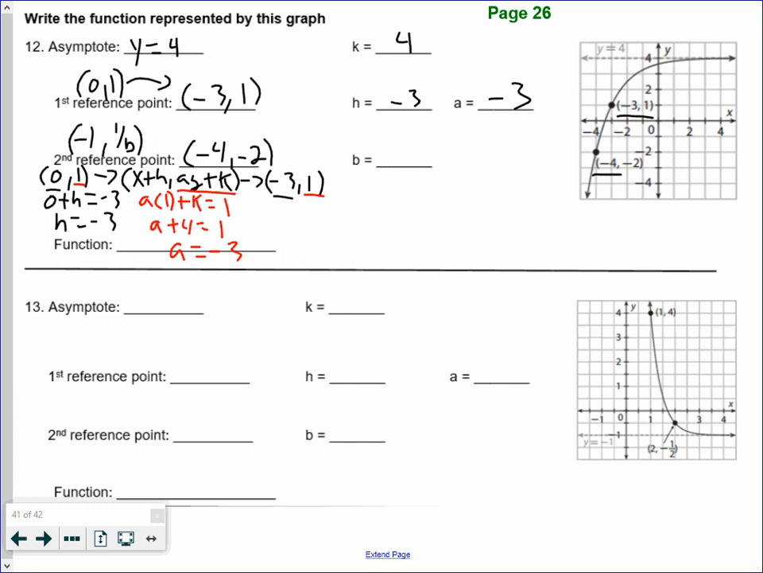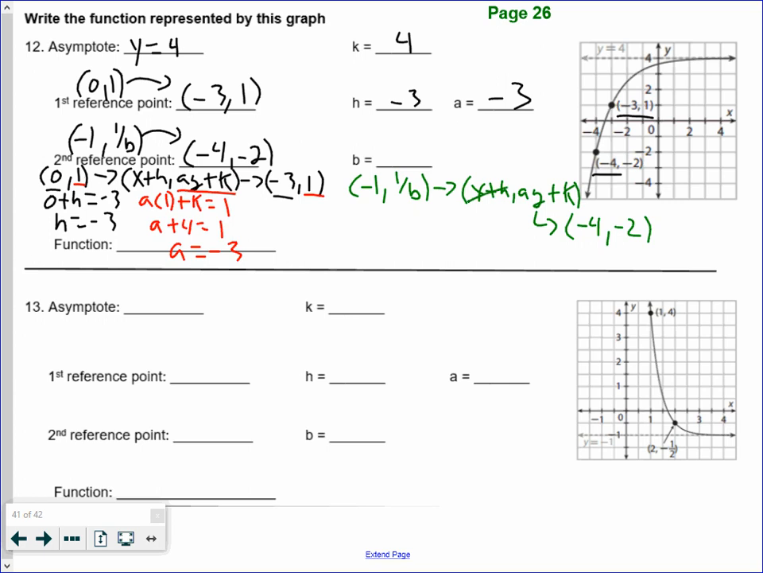All that's left to solve for now is our b value. So our b, we're going to get from our second transformation point. So we know we have the point negative 1, 1 over b, and we put that into our transformation rule of x plus h, ay plus k. We should get the point negative 4, negative 2. So the only parameter that we're solving for now is our b value.